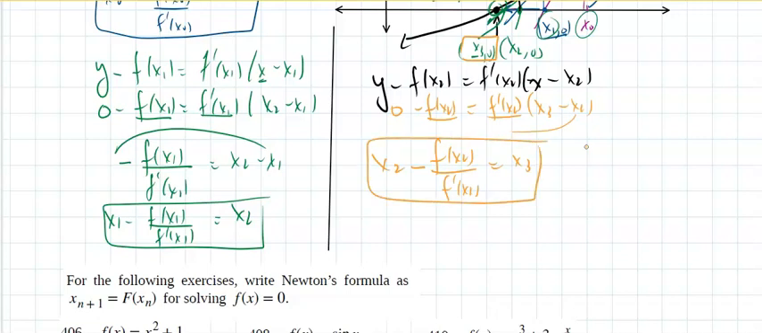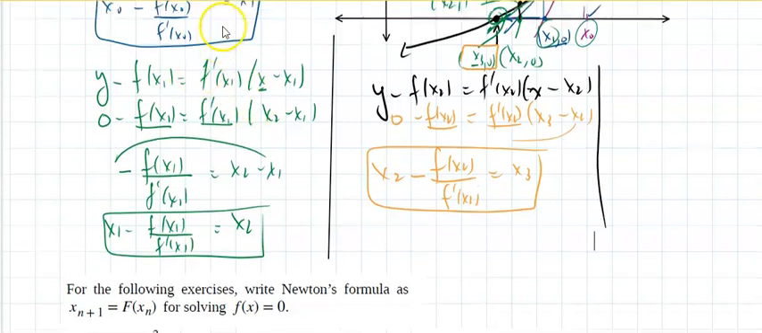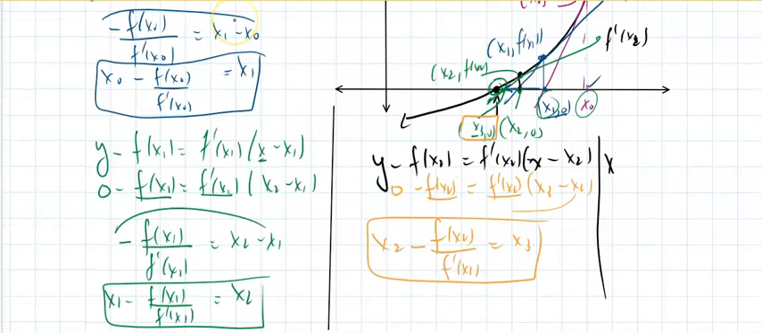So if I glance at this and list them out properly, I'm saying x sub 1 equals x sub 0 minus f of x sub 0 divided by f prime of x sub 0.